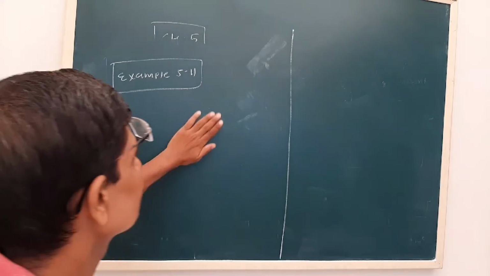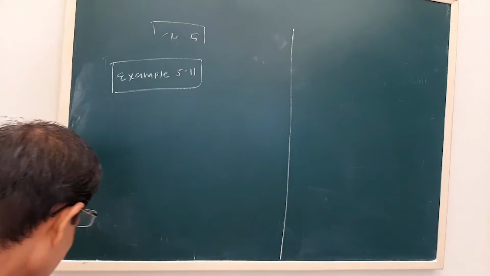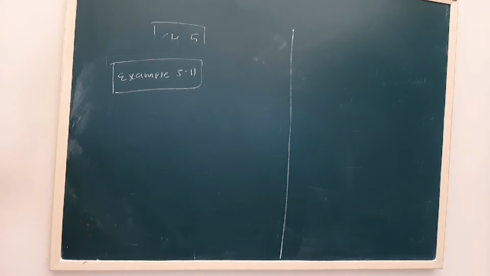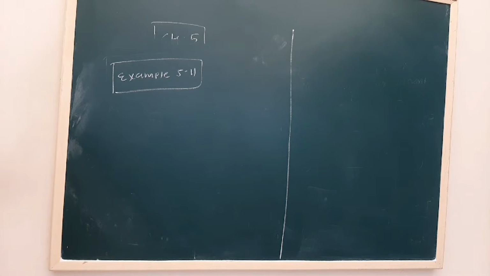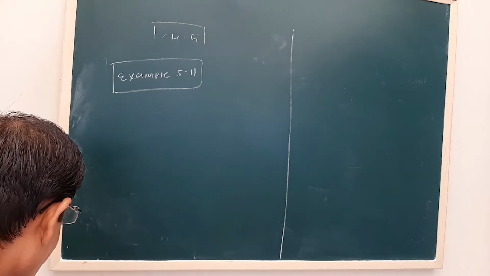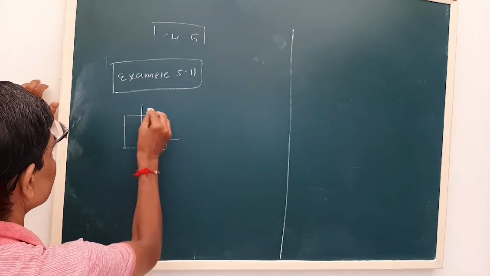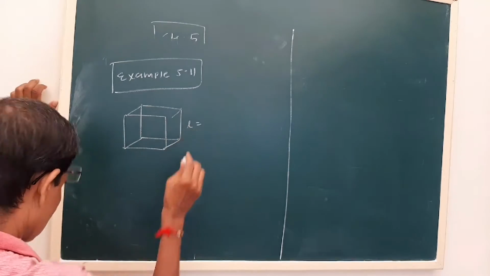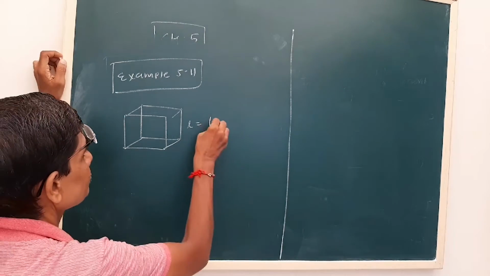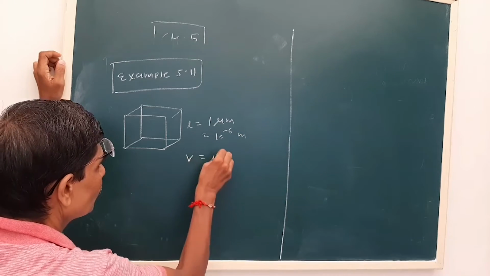Next is the example. Now see here, the domain in a ferromagnetic. Now we know ferromagnetic materials are materials with a domain structure, in the form of a cube of side... Now we have a cube given. See, the length of the cube is 1 micrometer. So what is the volume?